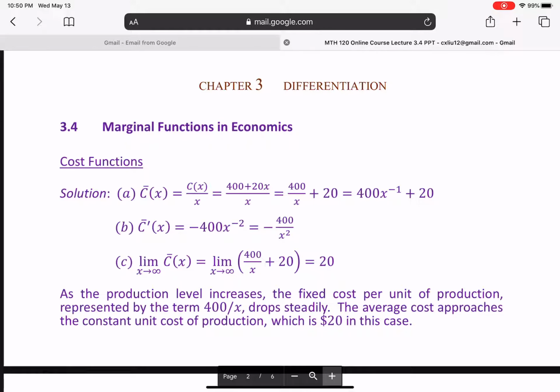Part C, how do you interpret the results? Let's just take a limit of the average cost when the production level X is very large. So X approaches infinity. So the first term of 400 over X vanishes and we got 20. So what does it mean? It means as the production level increases, the fixed cost per unit of production, represented by the term 400 over X, drops steadily. So we already discussed it. And the average cost approaches the constant unit price of production, which is $20 in this case. So you want to increase the production level to lower the cost.